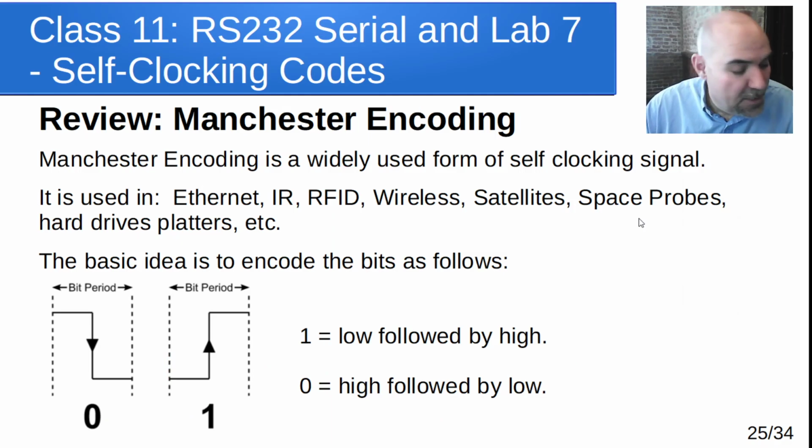Okay, another one that we looked at previously is called Manchester encoding, and this is used everywhere as well for a lot of different communication systems. Ethernet uses this. Some infrared remotes use a version of this. RFID tags that are in things use this. Wireless networks, satellites, radio frequency stuff, space probes, hard drive platters. Manchester encoding is so widely used because A, it's really simple, and B, a 0 bit has the same length as a 1 bit.